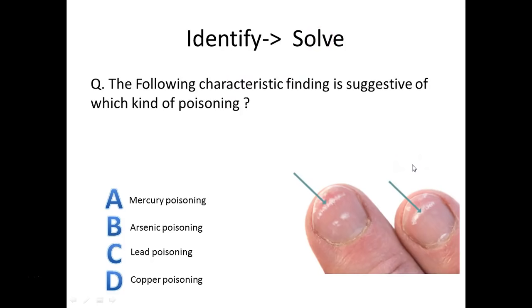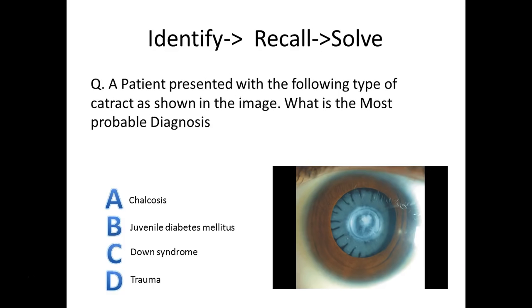The second kind of example would be, the following characteristic finding is suggestive of which kind of poisoning. Now, if you are not able to identify these blue lines, you will not be able to tell which kind of poisoning it is. The moment you identify it, the answer is written on the diagram itself. So if you are able to identify it, you are able to solve the question.